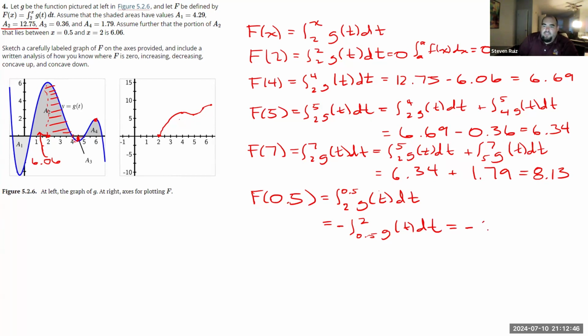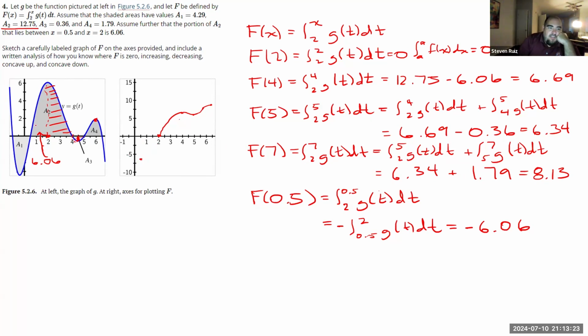So this will be negative 6.06. So if I go backwards, if I'm trying to find f of 0.5, this value is going to be negative 6.06. So f of 0.5 is going to be negative 6.06. So I believe this is a point on my graph. Now let's talk about how I should connect this point that I just made to the point we already had at x equals 2.